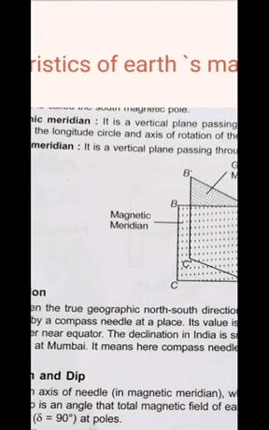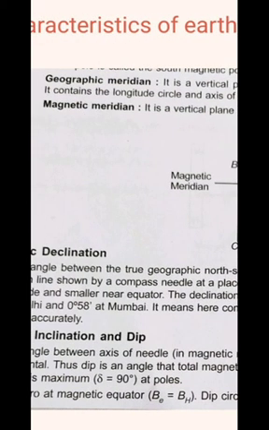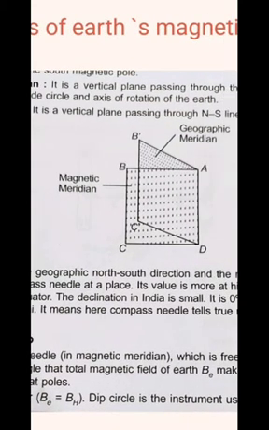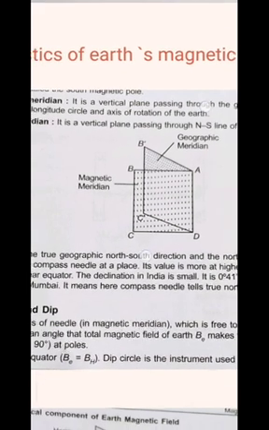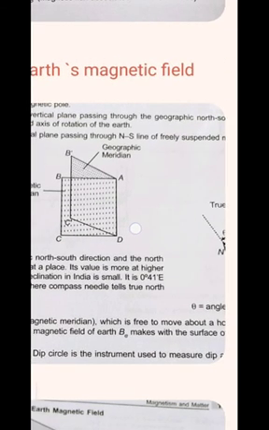We define the term geographic meridian. It is a vertical plane passing through the geographic north-south. It contains the longitude circle and the axis of rotation of the Earth. So you see that A, B dash, C dash, D is a vertical plane which passes through the geographic north-south.